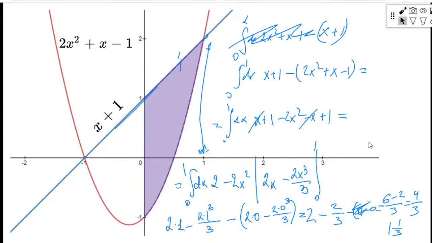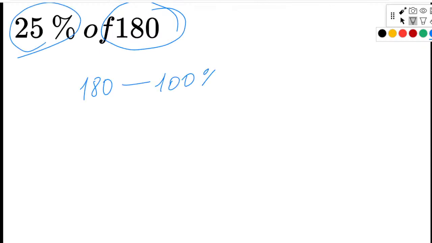So let's go to the next question. It's finding the percentage of a number. So how would we do it? We will write that this is our 100 percent, and we need to find 25%. So we write 180, and I don't know what number, so x is our 25%.